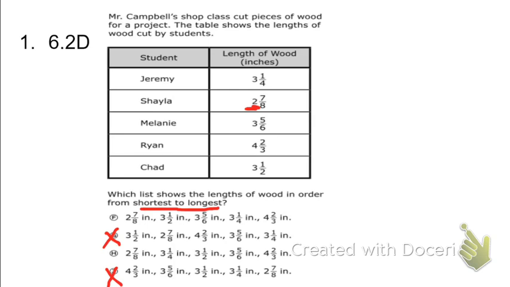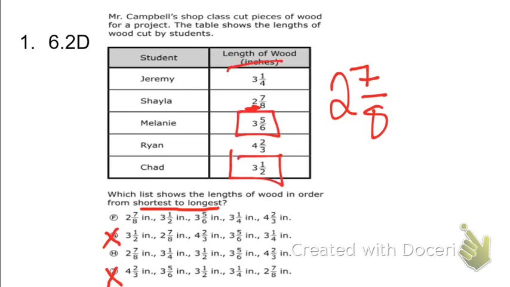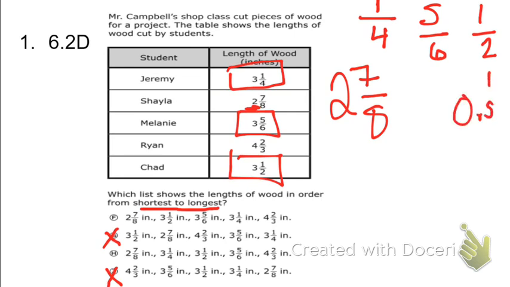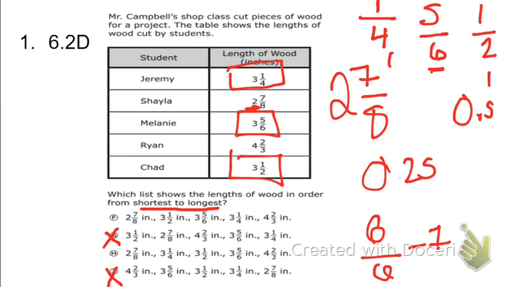So now that we know that 2 and 7/8 is the smallest, what comes after 2? 3, but we have 3 numbers that have a 3 whole. So now your job is to figure out which of these fractions is smallest: 1/4, 5/6, or 1/2. You can do this multiple ways, but if you wanted to do the decimal method, you know that 1/2 is 0.5. You know that 1/4 is 0.25. And you know that 5/6 is close to 6/6, and 6/6 is 1 whole, so 5/6 is really close to 1 whole. So that's already much larger than both of those.